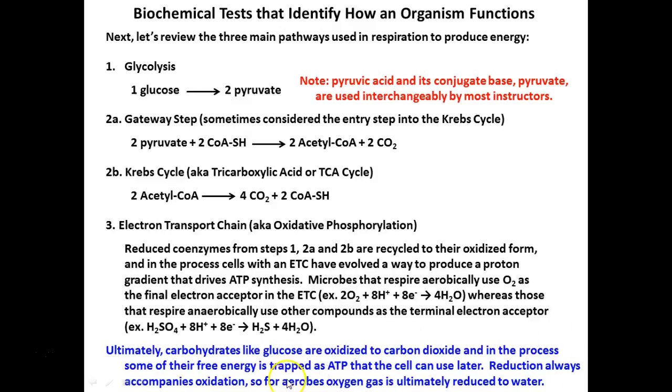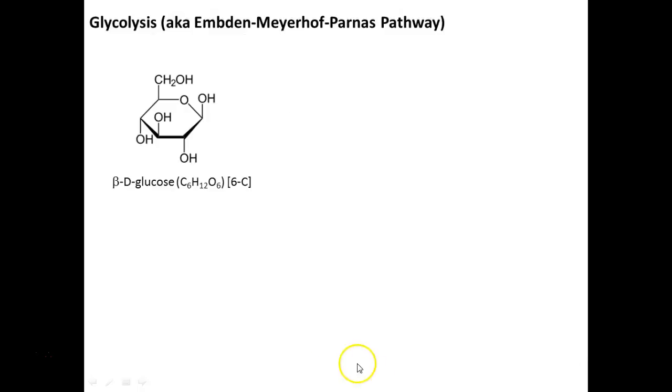Reduction, remember, always accompanies. So for aerobes, what's being reduced? The oxygen is going to accept those electrons. And it forms water. So this is a simplified form of the 6-carbon sugar. Each one of these points would be a carbon. Right? So 1, 2, 3, 4, 5. These are also called carbohydrates because they're basically carbon and water. For each molecule of carbon, you have a molecule of water. That's what sugars are.